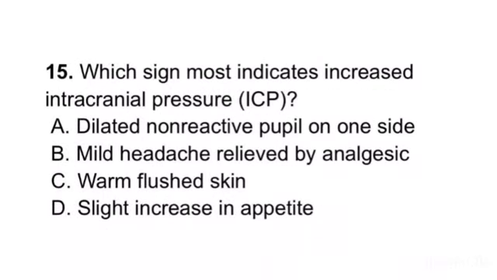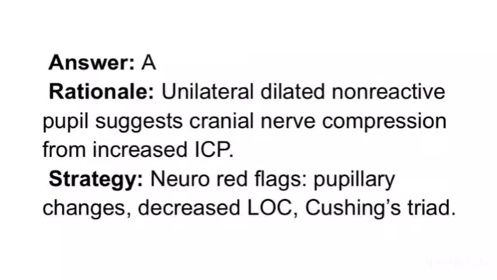15. Which sign most indicates increased intracranial pressure, ICP? A. Dilated non-reactive pupil on one side. B. Mild headache relieved by analgesic. C. Warm flushed skin. D. Slight increase in appetite. Answer: A. Rationale: unilateral dilated non-reactive pupil suggests cranial nerve compression from increased ICP. Strategy: neuro red flags, pupillary changes, decreased LOC, Cushing's triad.